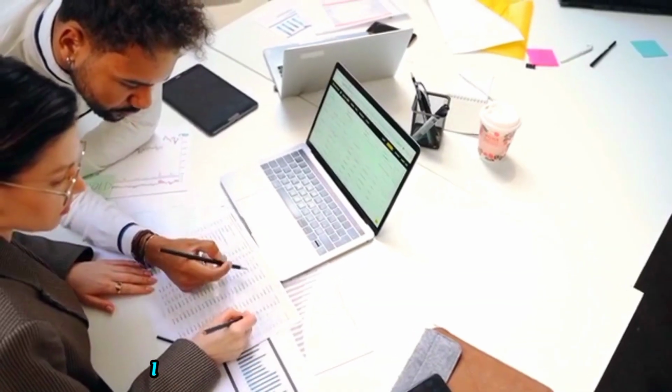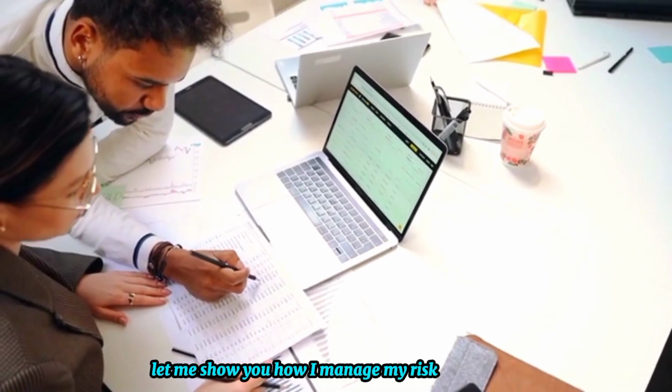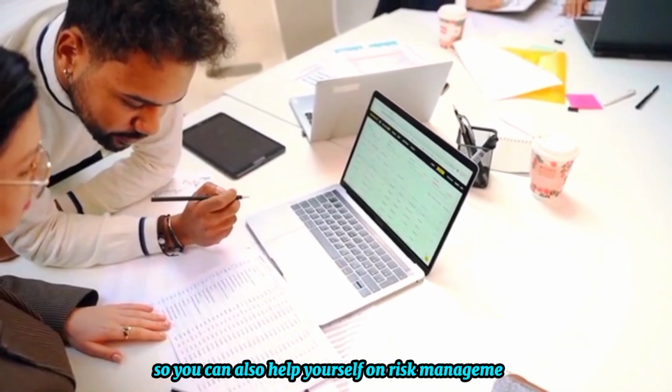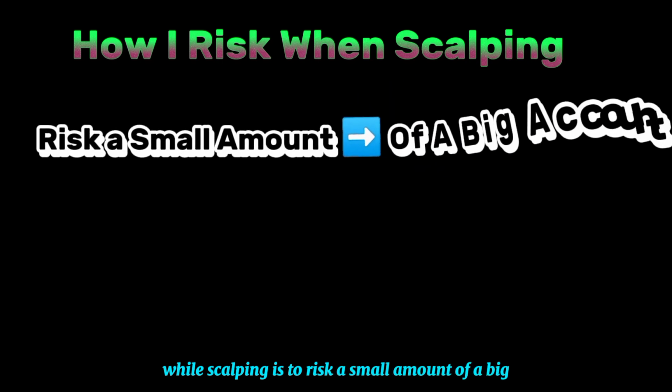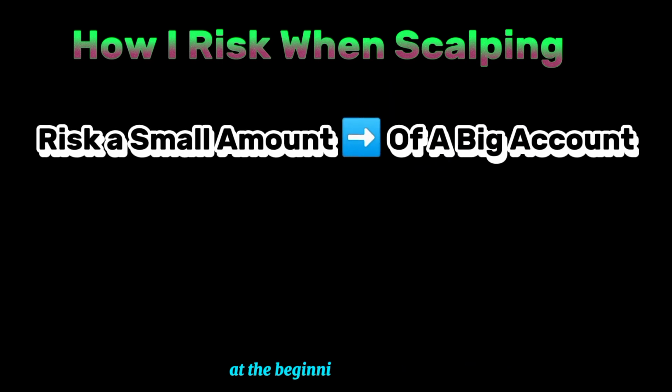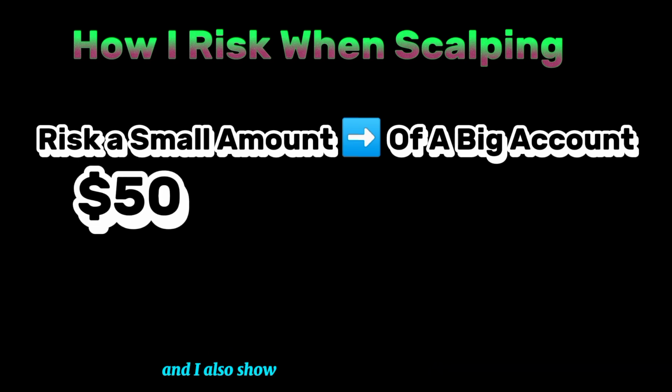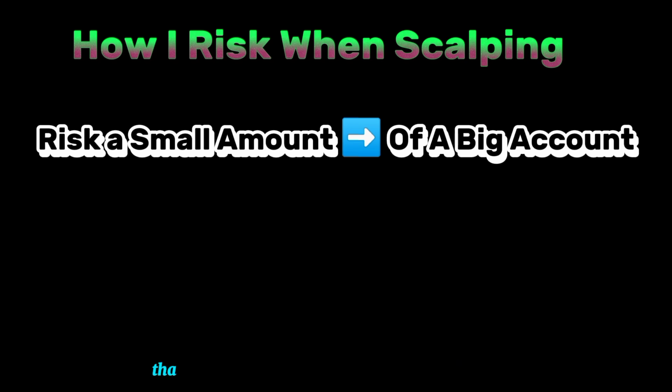Now that you know the best time frame for scalping, let me show you how I manage my risk in scalping, so you can also help yourself with risk management. The best way to risk while scalping is to risk a small amount of a big capital. At the beginning of this video, I told you that the least I advise a scalper to start from is anything from $50 and above. And I also showed you some very low risk assets that you can trade with a $20 trading balance.